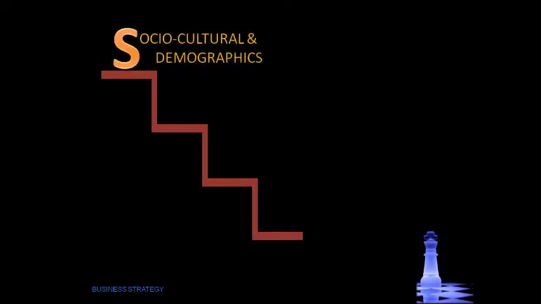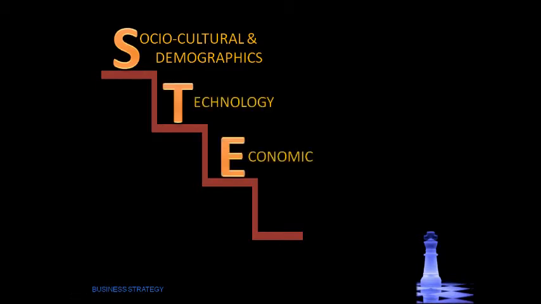S stands for sociocultural and demographics. T stands for technology. E stands for economic. And P stands for political and legal. Each of these four areas must be addressed in the analysis.